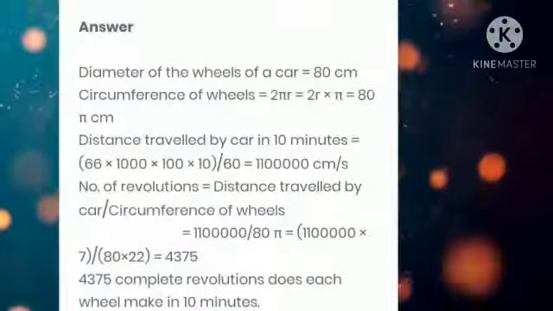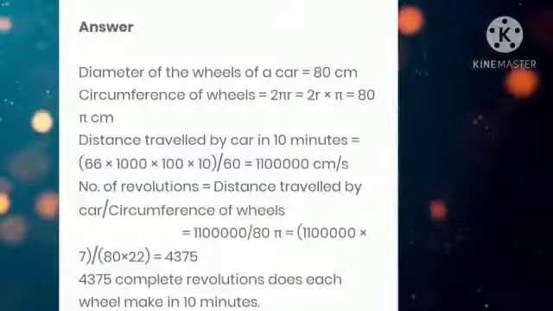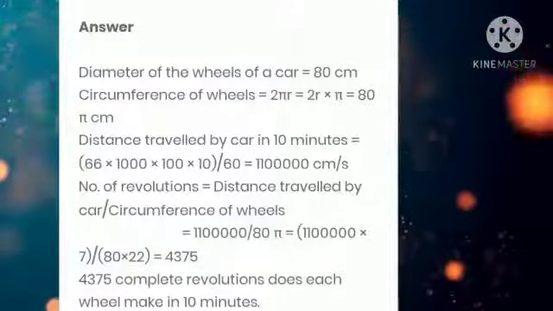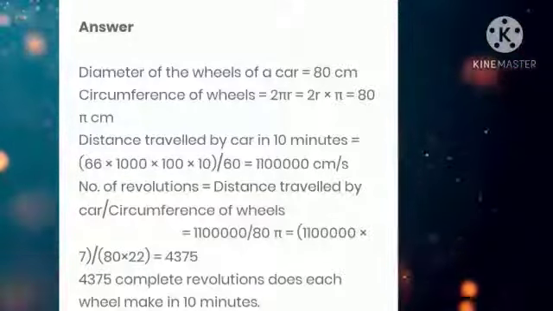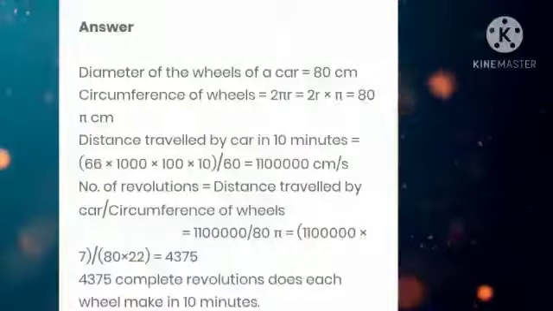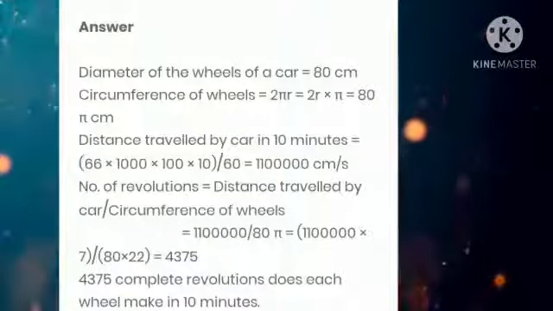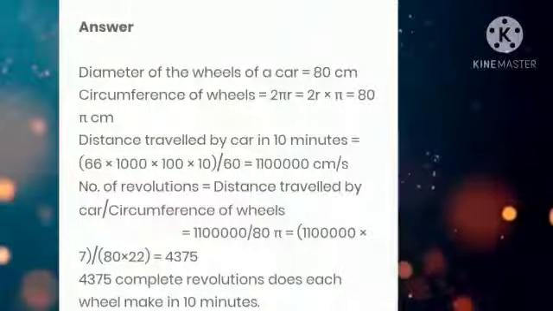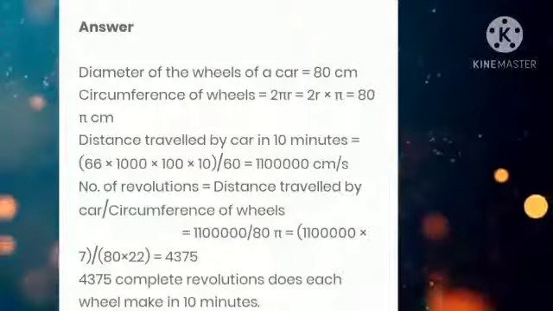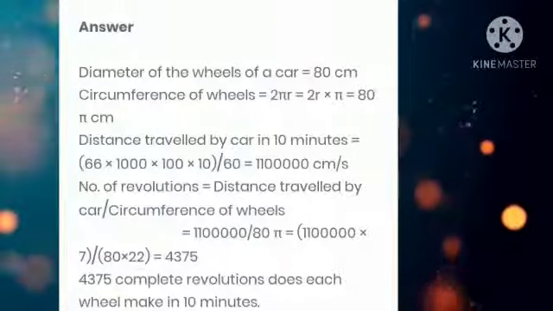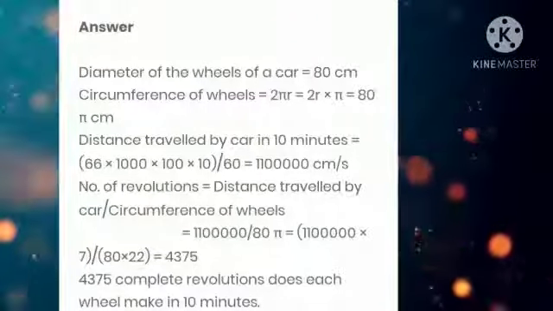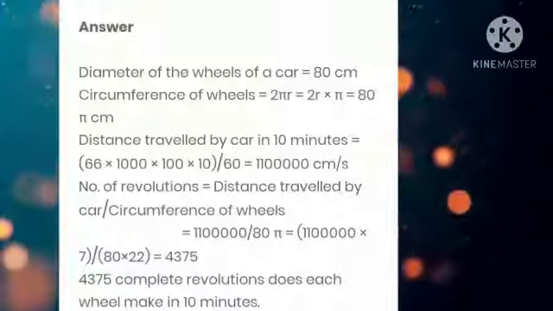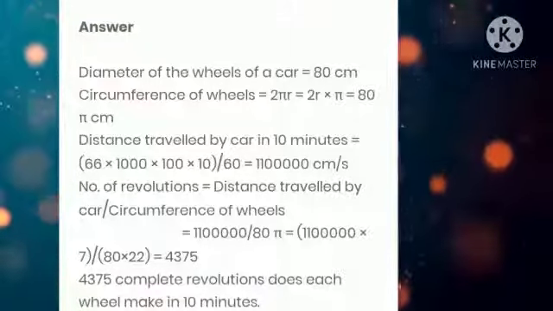It is given that the diameter of the wheels of a car is 80 centimeter. So its circumference will be 80 pi centimeter by using the formula 2 pi r. Now the distance travelled by the car in 10 minutes will be 66 into 1000 into 100 into 10 divided by 60, that is 11 lakh centimeter. We have converted the speed into centimeter.